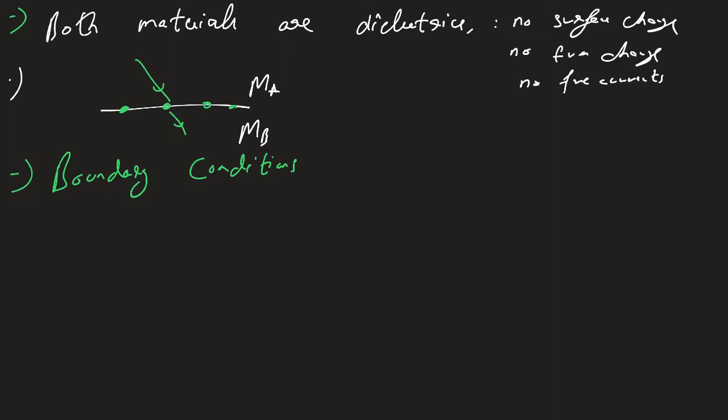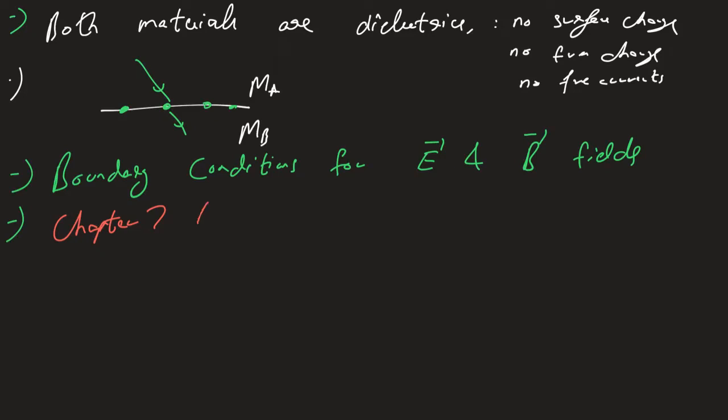Okay, what we need are boundary conditions. Boundary conditions for the electric and magnetic fields. So, do we have some such boundary conditions? Well, yes, we do. If you go to chapter 7 in Griffiths, the chapter is called Electrodynamics.